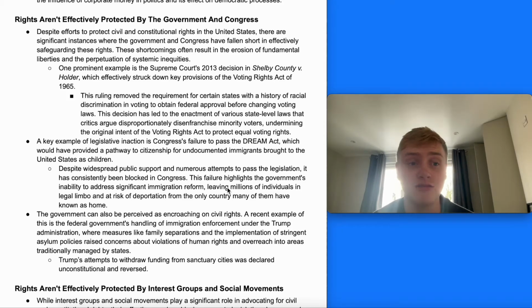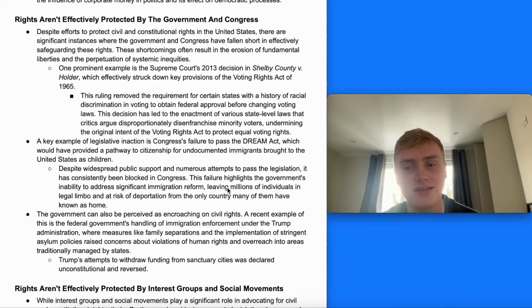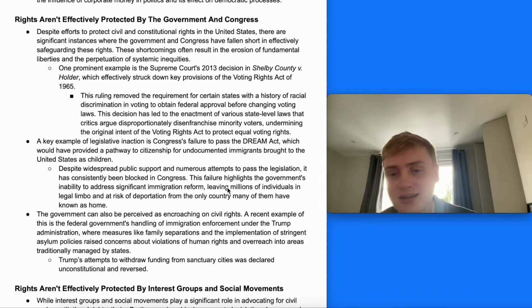It can also be argued that rights aren't effectively protected in the US, as they're not effectively protected by the government and by Congress. So even despite efforts to protect rights, in some cases this is struck down by the Supreme Court, and this can be seen in Shelby County v. Holder, where the Voting Rights Act sought to, and for decades did, prevent discrimination on grounds of race in the United States in relation to voting. That was struck down by the Supreme Court, and that's resulted in the enactment of several state-level laws that disenfranchise minority voters.